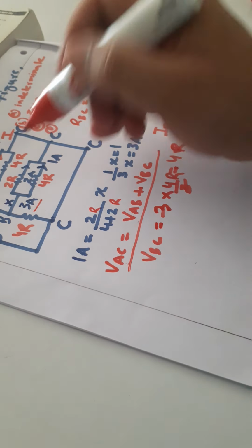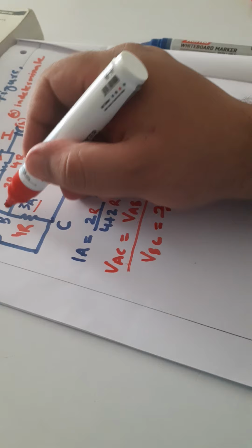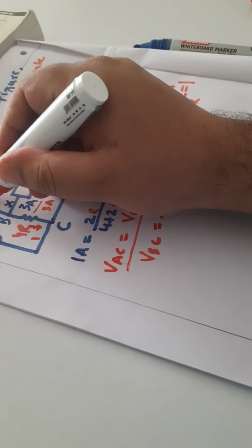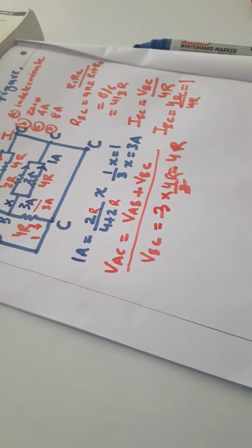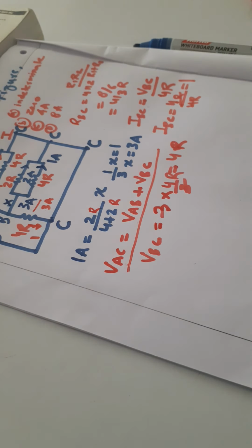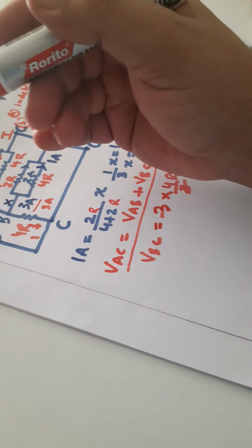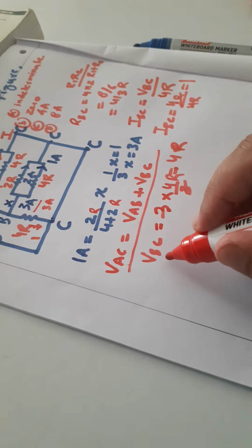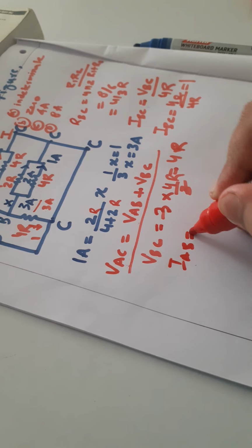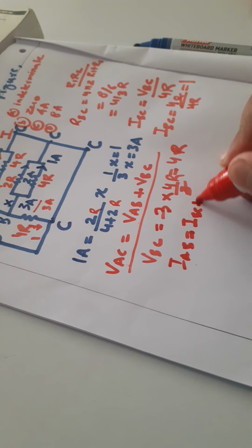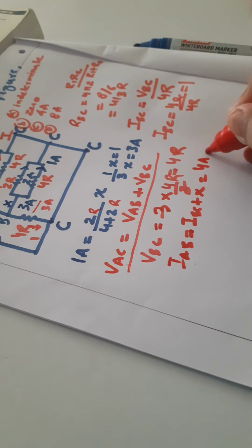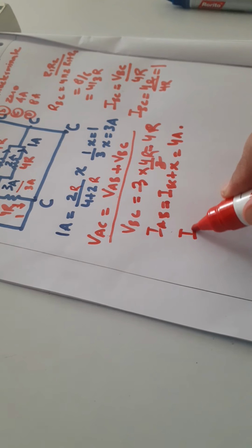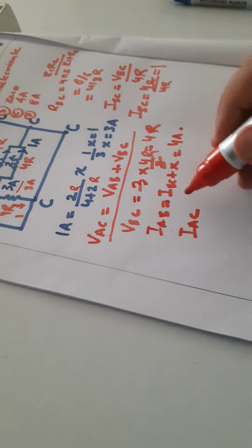Now we clearly know that my IBC is this current, and this is 1 amp, this is 3 amps. So the total current would be 4 amps. So my IAB would be IBC plus X, which would be equal to 4 amps. Now I need the value of IAC. So let's see IAC, how much it would be.